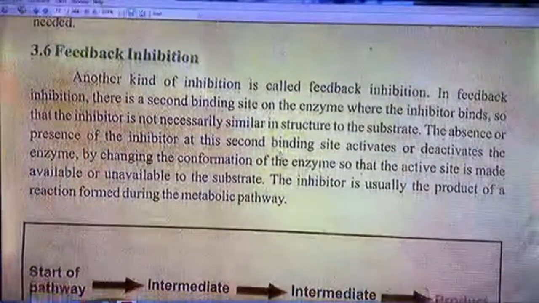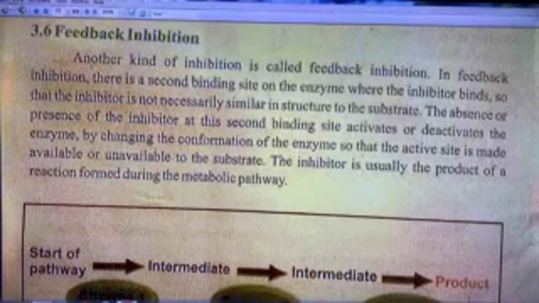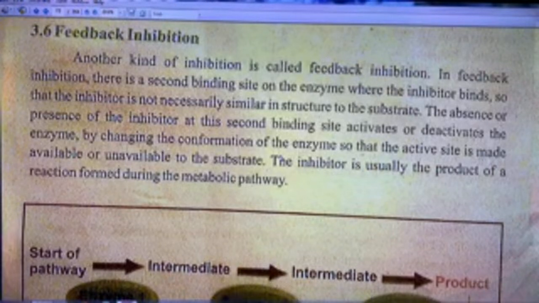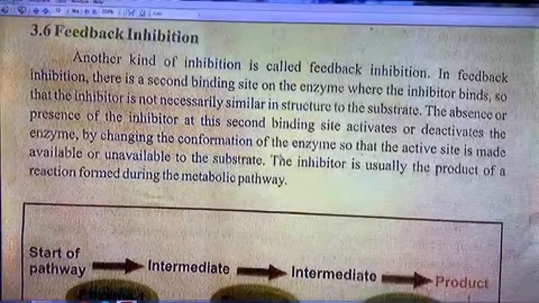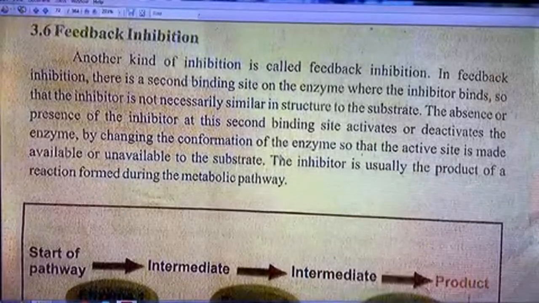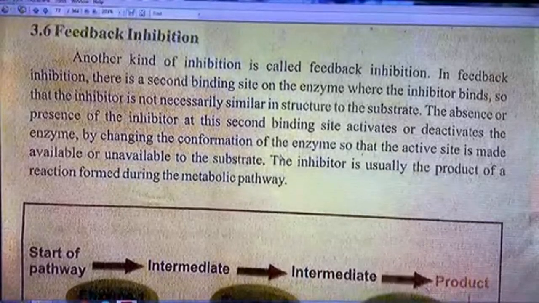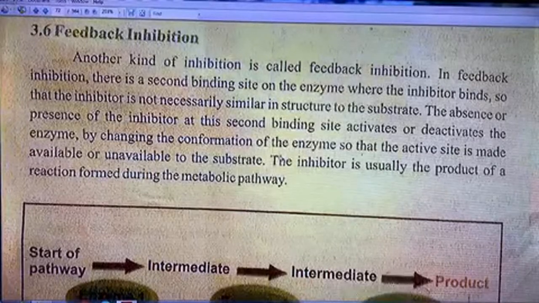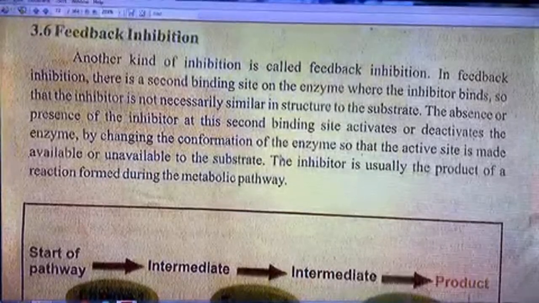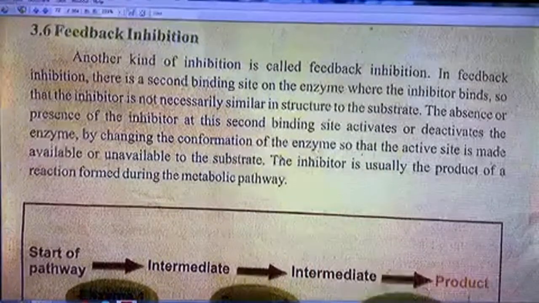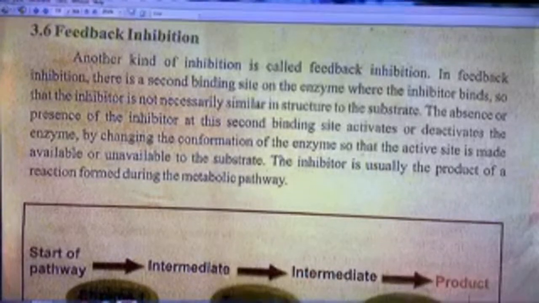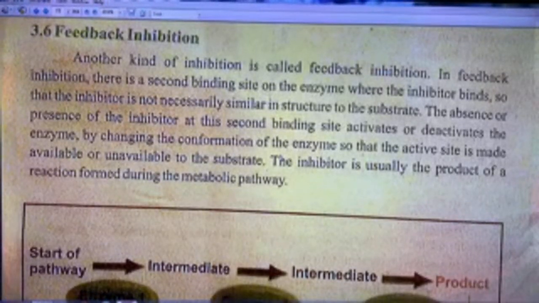Feedback inhibition. Another kind of inhibition is called feedback inhibition. In feedback inhibition, there is a second binding site on the enzyme where the inhibitor binds, so the inhibitor is not necessarily similar in structure to the substrate. The absence or presence of the inhibitor at this second binding site activates or deactivates the enzyme by changing the conformation of the enzyme so that the active site is made available or unavailable to substrate. The inhibitor is usually the product of the reaction formed during the metabolic pathway.